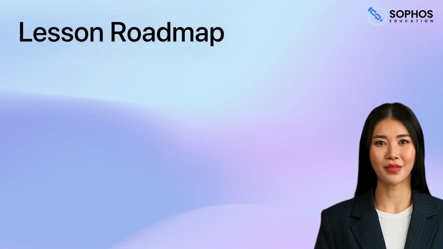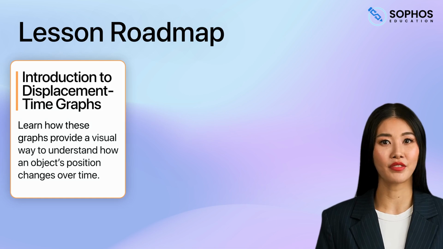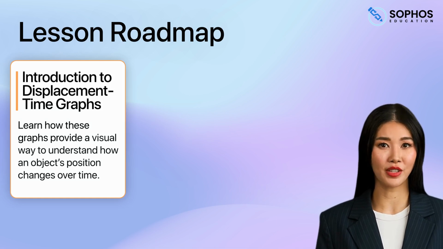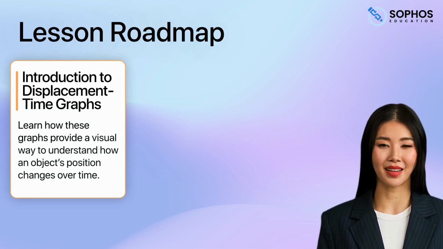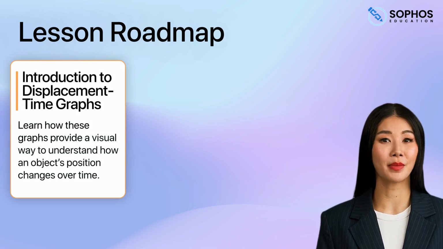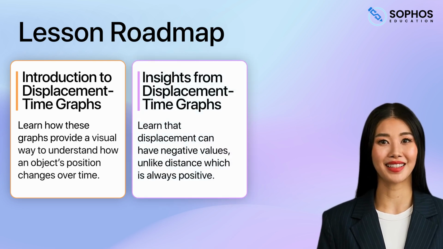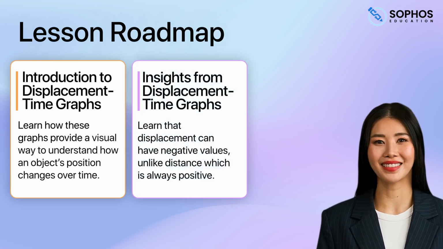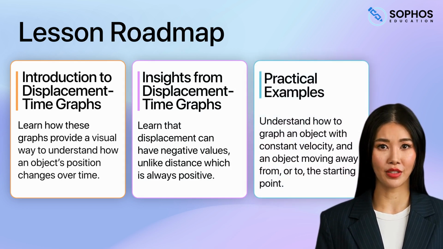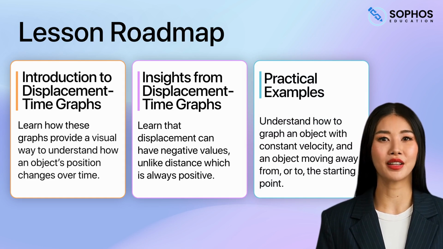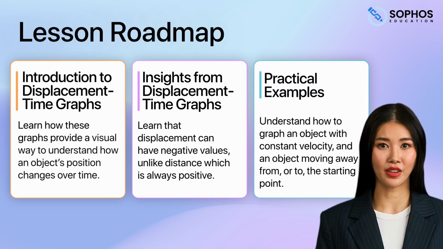In today's lesson, we will first learn how these graphs provide a visual way to understand how an object's position changes over time. As with distance-time graphs, we'll explain the main features of these graphs. From this, we will learn that displacement can have negative values, unlike distance, which is always positive. Finally, we'll understand how to graph an object with constant velocity and an object moving away from or to the starting point.